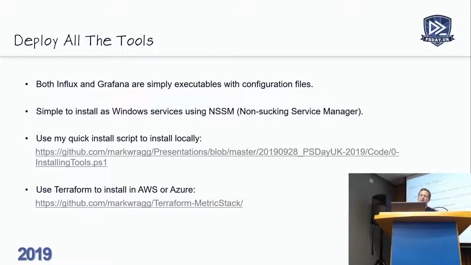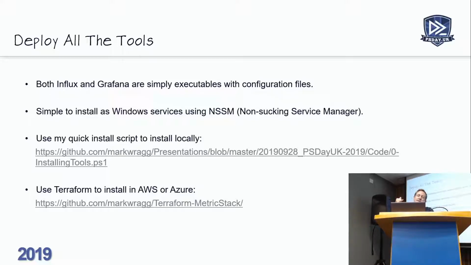Deploying these tools is really easy, except they don't have installers in a traditional sense. So you download them. Both Influx and Grafana are mostly just an individual executable. So on Windows, you download it, you run it, and it starts a service and it's listening on a certain port. If you want to run these on Windows as a service, there's a little tool that's been around for donkey's years called NSSM, the non-sucking service manager, which is a great little tool for running any kind of executable as a service.